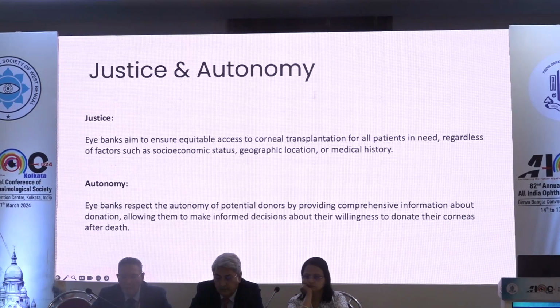Even during the hospital cornea recovery program, the main job of the eye donation counselor is to counsel the family, to provide them with all the facts and figures and answer their queries, but at no point can they force the family or lure the family to donate the corneas.